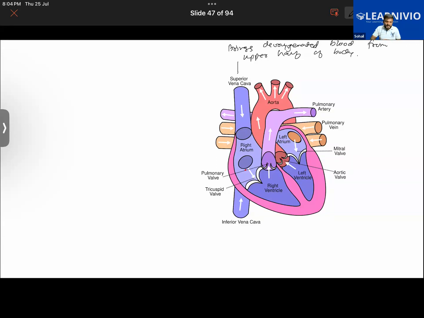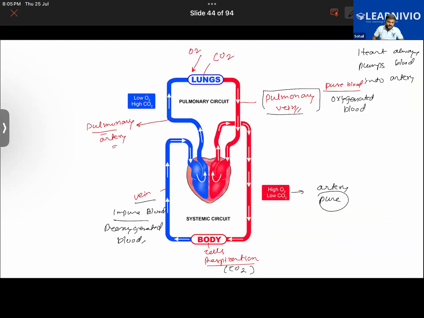Then again, this right ventricle will squeeze, and then it will pump the blood into this pulmonary artery, right? And remember what we learned about the pulmonary artery? That it carries deoxygenated blood, no? And this will be going to the lungs. For others who are not getting it, remember we did learn about the pulmonary artery that carries deoxygenated blood from the heart to the lungs, right?